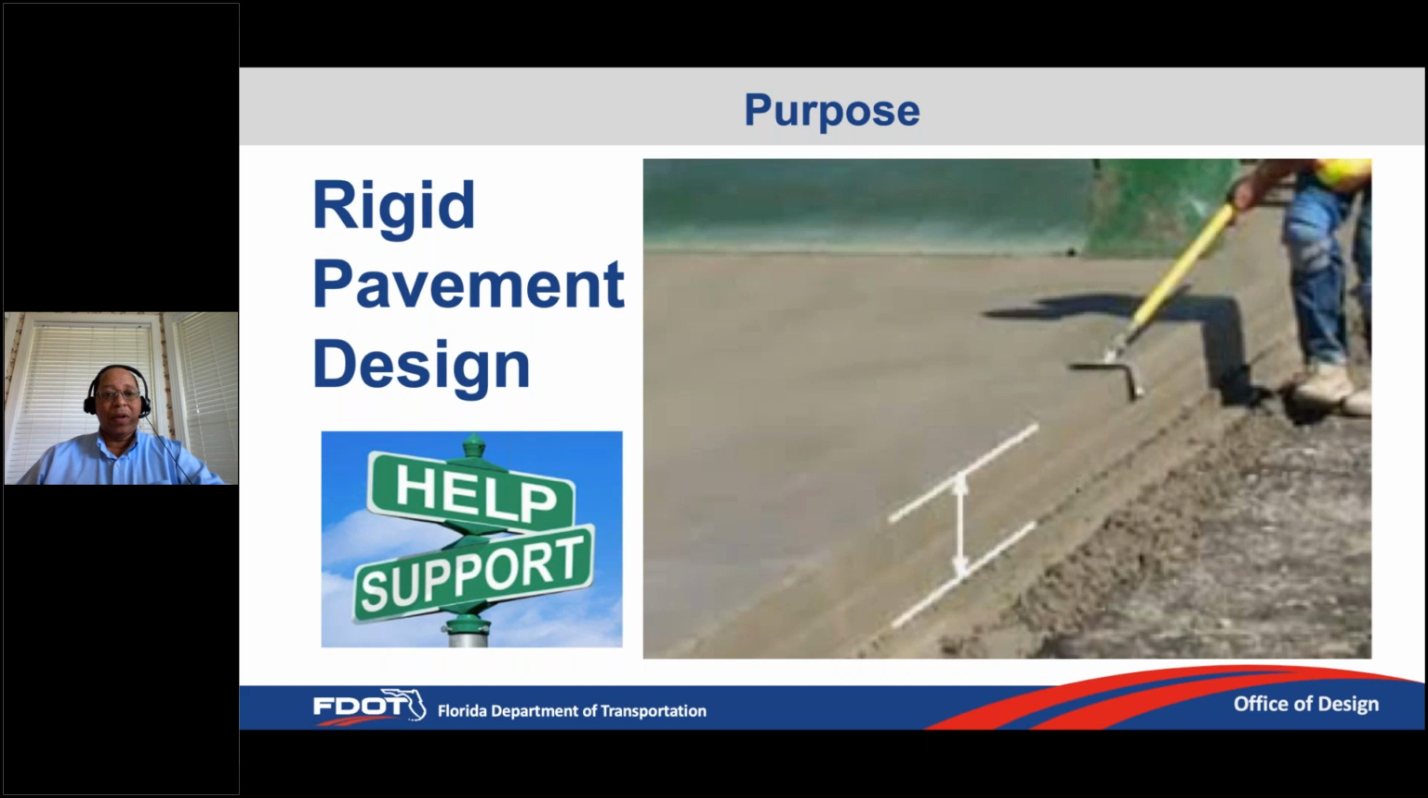If a local agency decides to use rigid pavement on their project, the FDOT is available to help and support by providing design assistance, materials technical support, and traffic data information. I will provide very high level information on the support available for each of these areas.